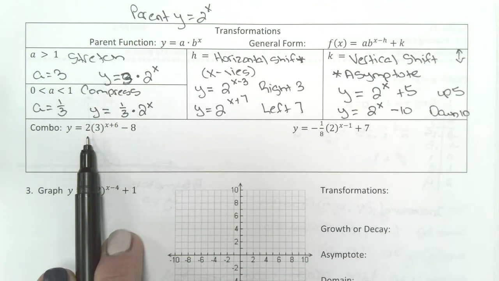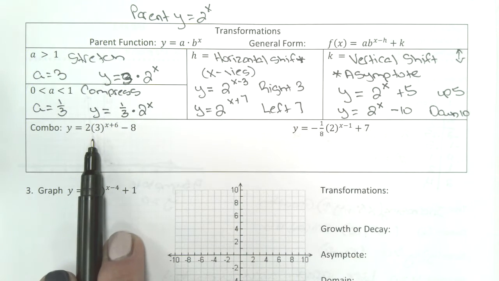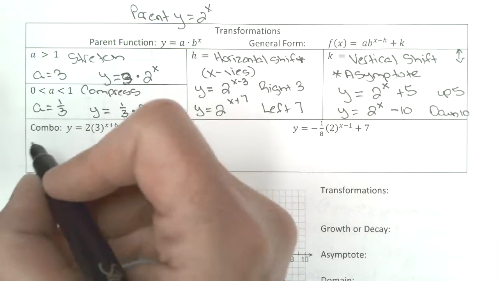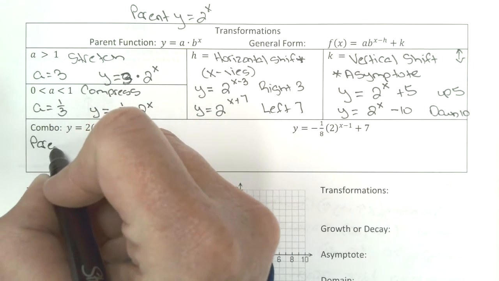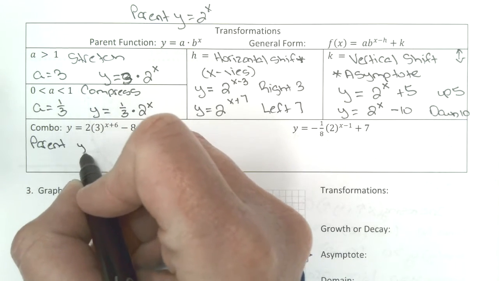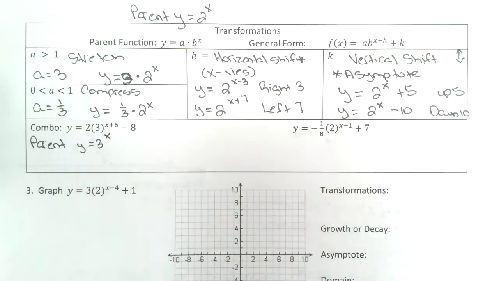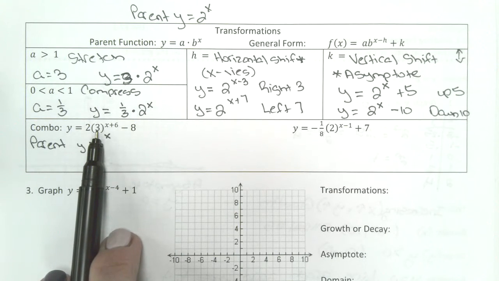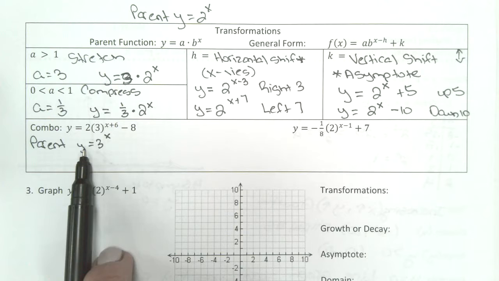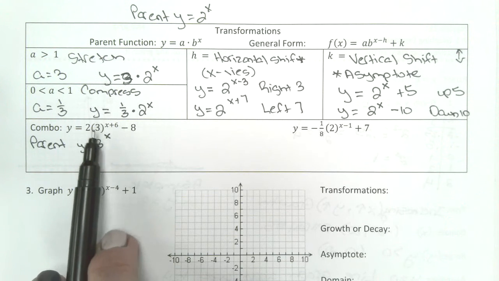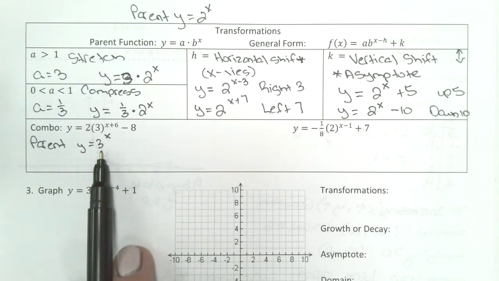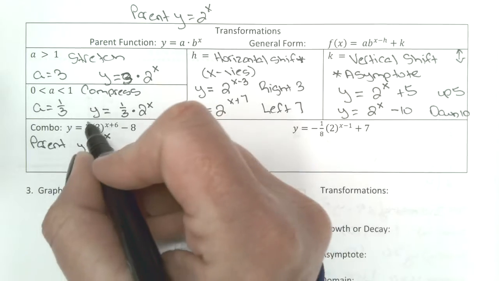Let's say we have a combo going on. Let's see if we can identify a, h, and k and tell what it did. So in this particular one, your parent function is y equals 3 to the x. I'll talk about this in a minute. But exponentials are a little bit different, in that the parent function is whatever number is right here with your exponent. So the 3 is actually not doing anything. It's just part of my parent.